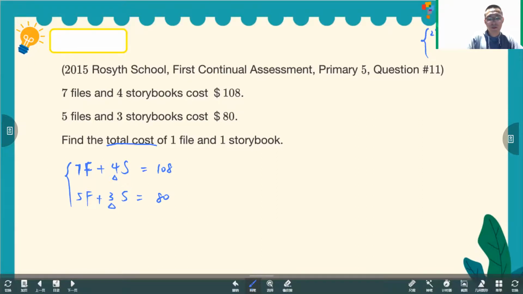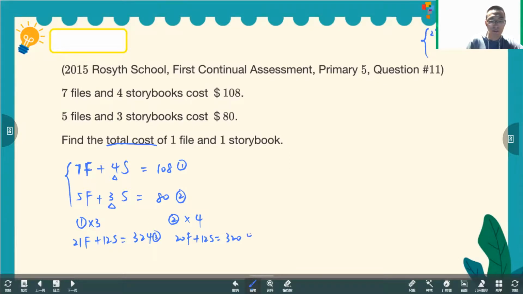But 12 is smaller than 35. So we want to deal with equations with smaller numbers. It is easier for us to calculate. So we make the coefficient of s the same. So we time the first equation by 3, which will give us 21f plus 12s equals to 3 times 108. Fast calculation, everyone. 324. And then the second one, we use the second equation times 4 to get 20f plus 12s equals to 320. Yeah, and then this is equation 3 and equation 4.